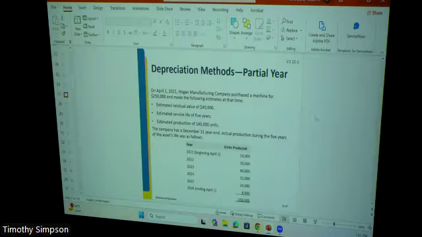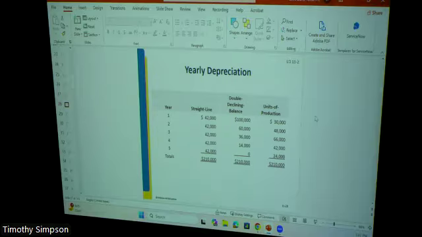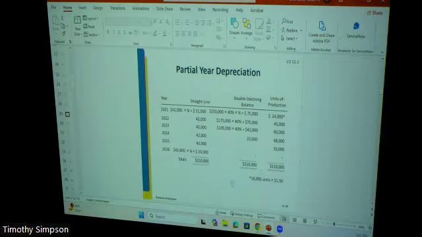So actual production was this. And this slide is a little bit out of place. All this is really telling us is that at the end of the depreciation period, 5 years, all roads lead to the same figure. That's 210,000. And that's the amount of depreciation that's going to be taken. But the ways to get there are different. So let's take a look at straight line.